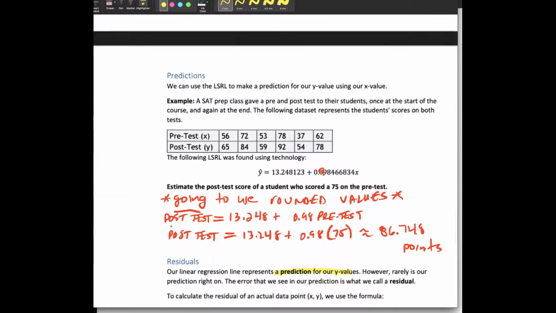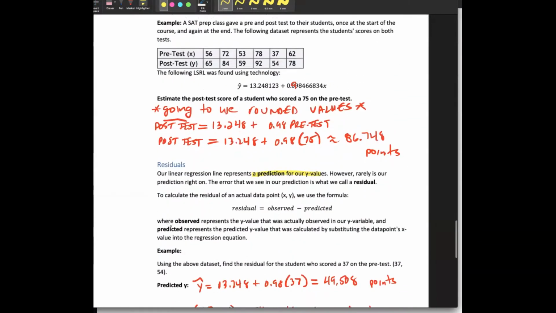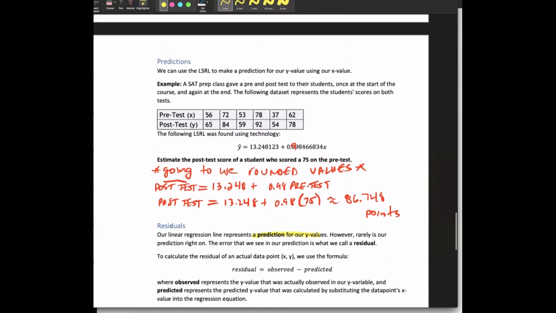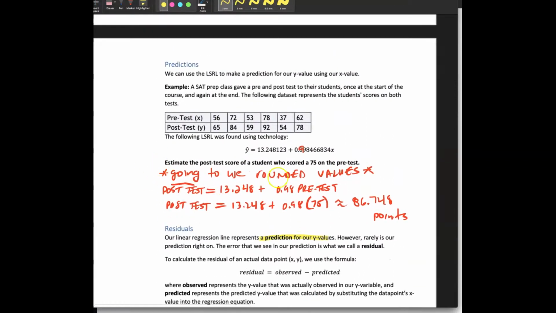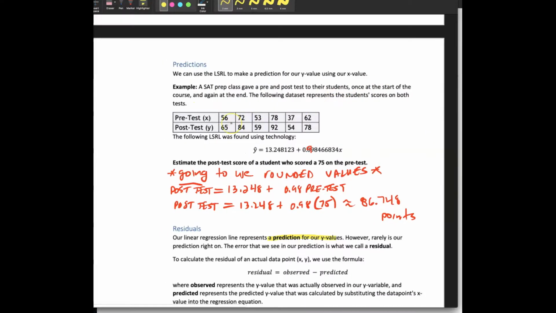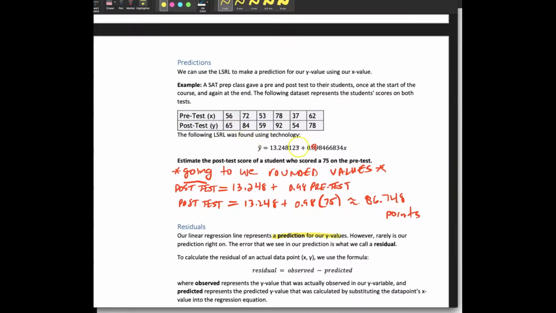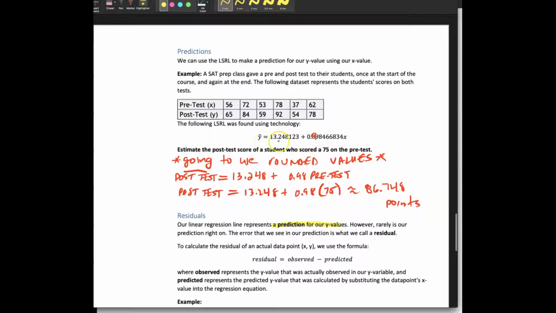Okay. And then to finish this section off, we look at an idea called residuals, which comes from a prediction. And let's go ahead and do another example of a prediction. So here's some data, right? Someone gives a pre and post test to their students. An SAT prep class, for example, right? You want to train students so they score better. Well, let's see how much better they would score.